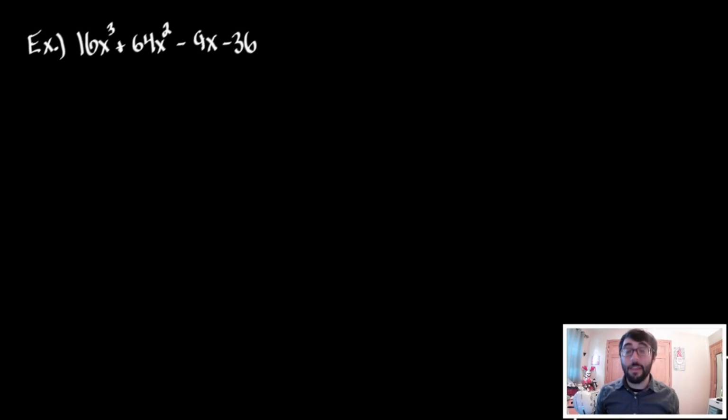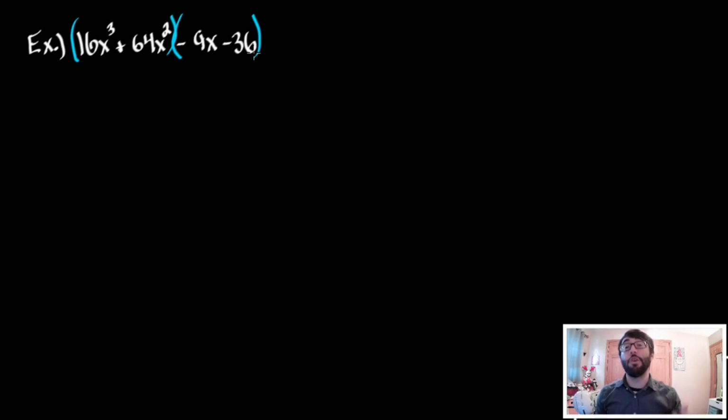So say we had this problem here, 16x cubed plus 64x squared minus 9x minus 36. Now remember, the first thing we should always look for is a greatest common factor. In this problem, we do not have one. So I go straight to factor by grouping. So I can group my first 2 terms together and last 2 terms together, and you generally want it to be in standard form. Remember, descending order, highest exponent to lowest exponent.